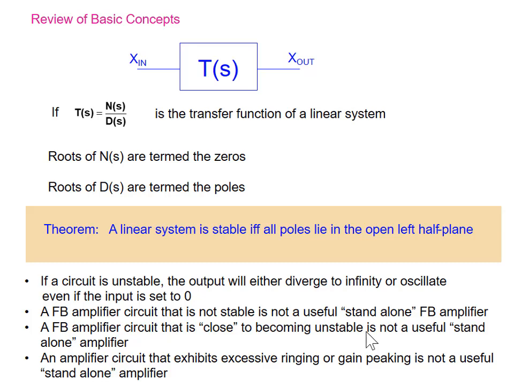I'm a little bit uneasy about using the term close to being unstable, because things are either stable or unstable. So by close to being unstable, I mean an amplifier that has poles that are close to the imaginary axis in the angular sense. That is, the angle that the pole makes with the imaginary axis is a very narrow angle.